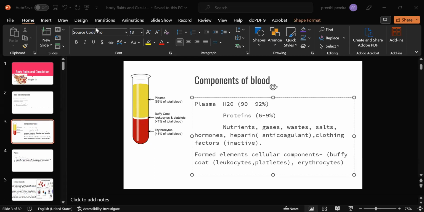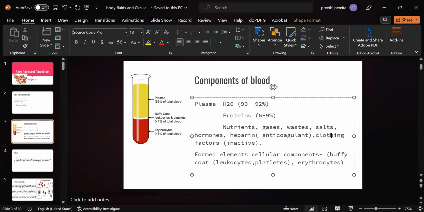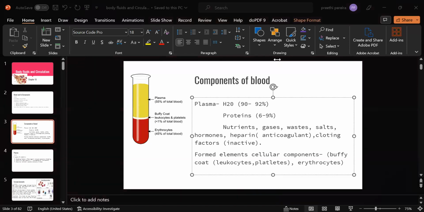Ma'am, can you please explain clotting factors again? Clotting factors. It's not clothing, clotting. Sorry, clotting. Yeah, here also is a mistake. Okay. So what do clotting factors do? See, who asked the question? Gauri asked, no? Yes, ma'am.